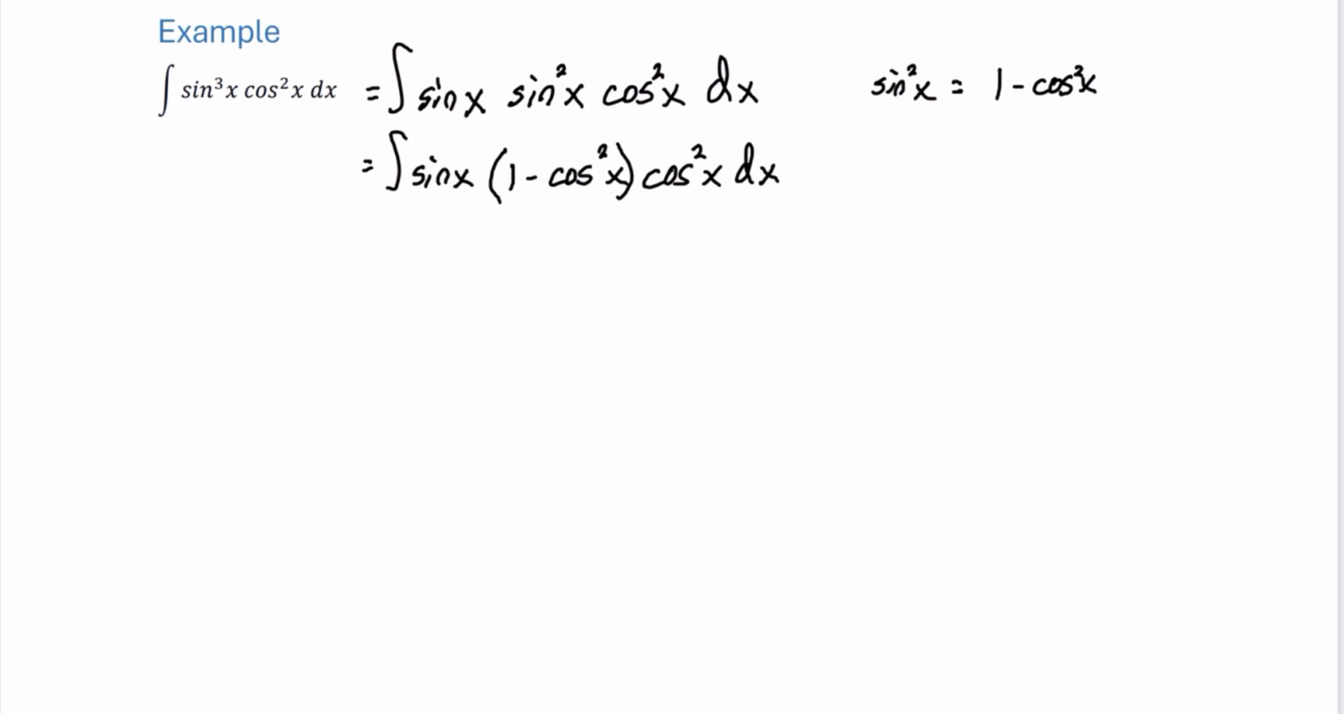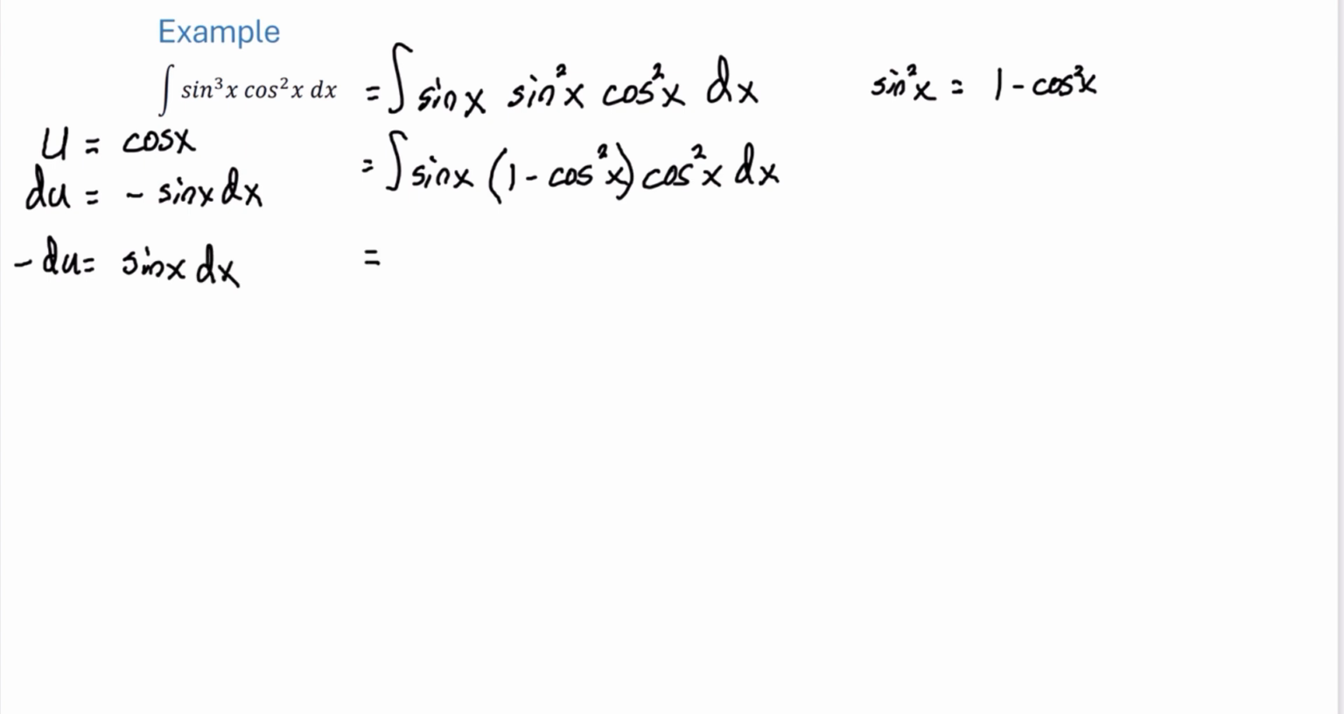At this point, we'll make a u substitution. Let's let u be cosine x. Then du is negative sine x dx. Recognize that we don't see negative sine x in the expression, but we do see sine x. Let's divide both sides by -1 so that we can make negative du equal to sine x dx.